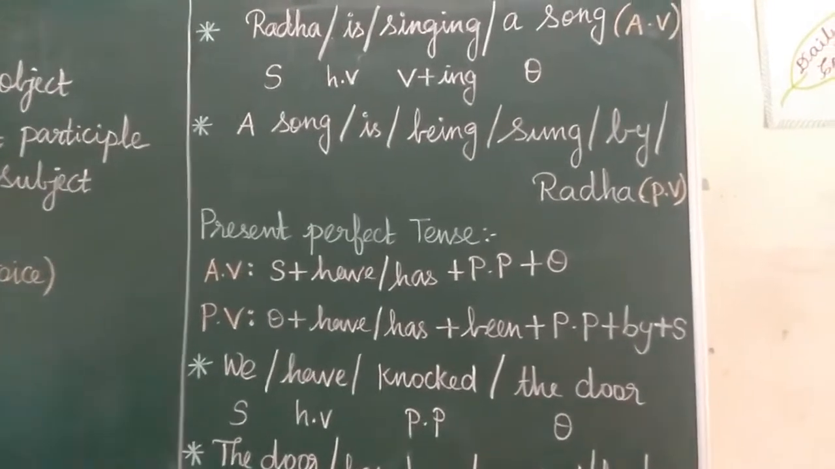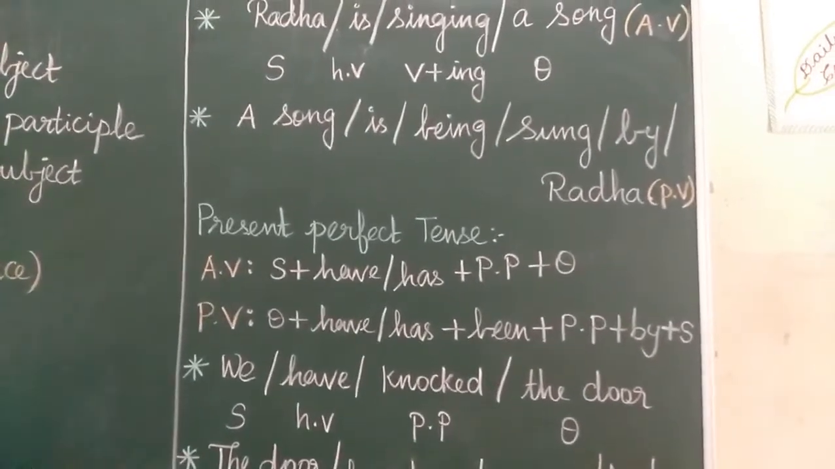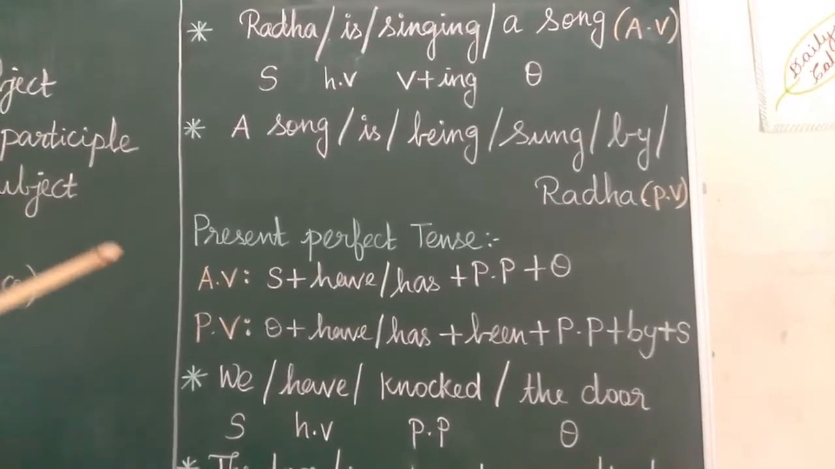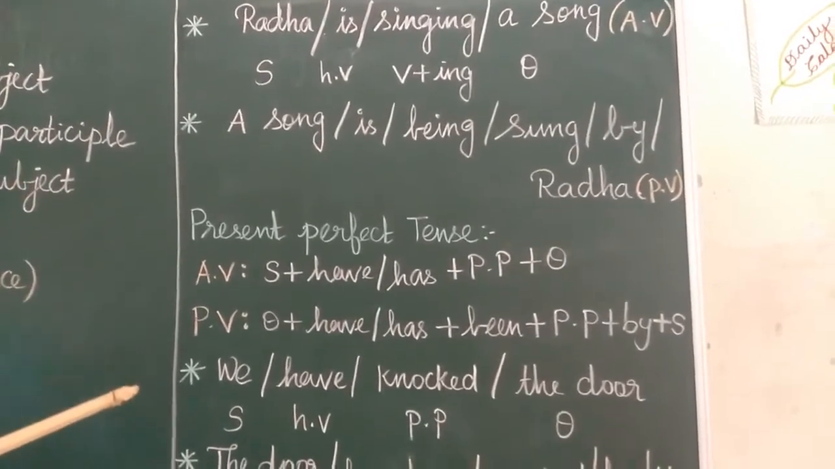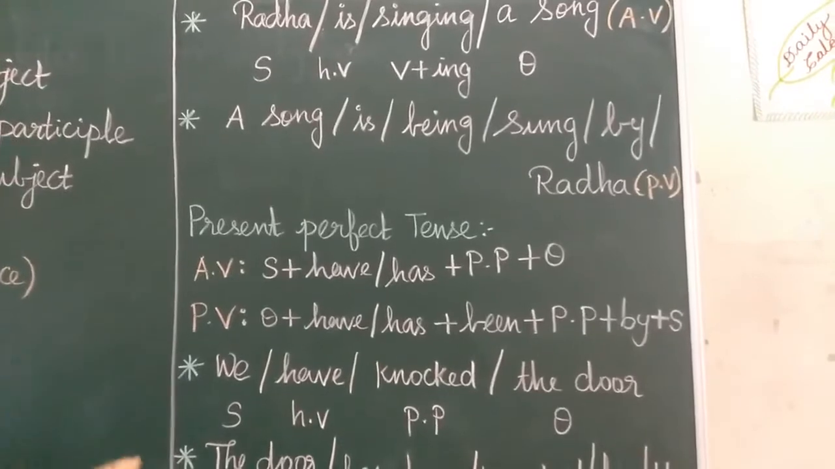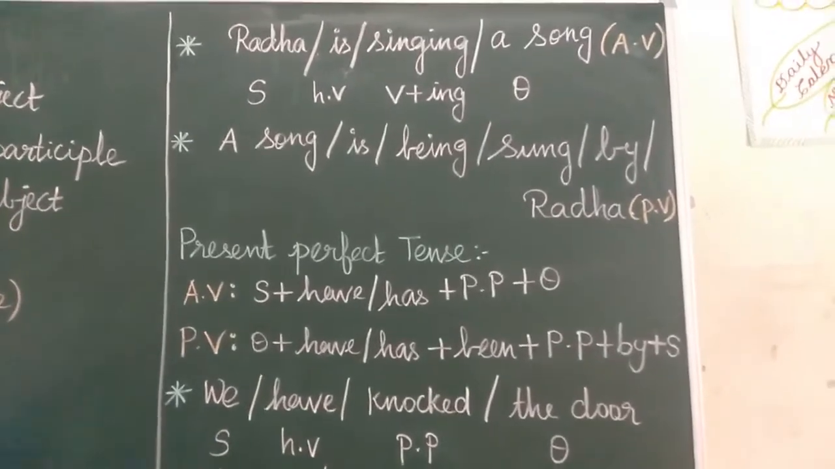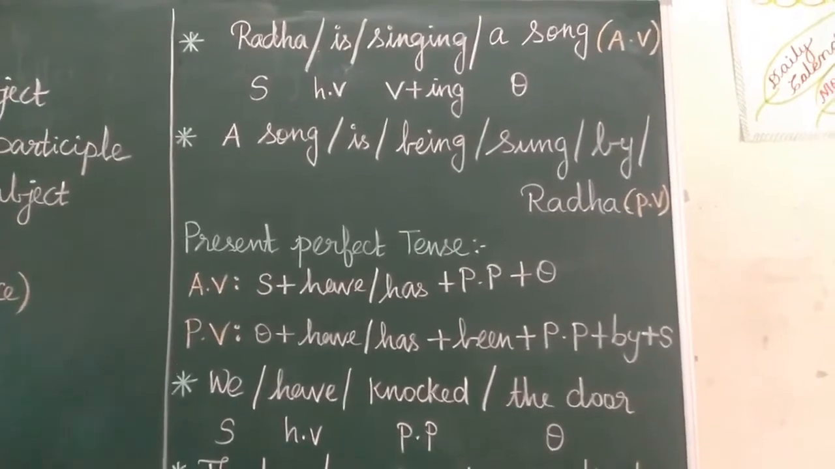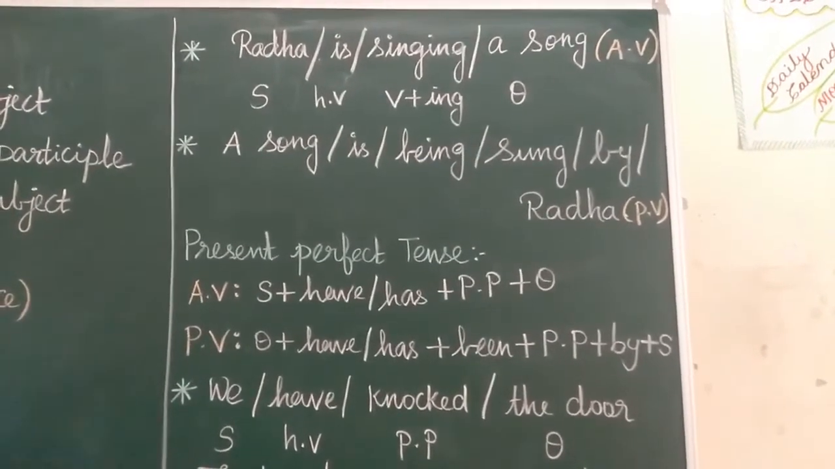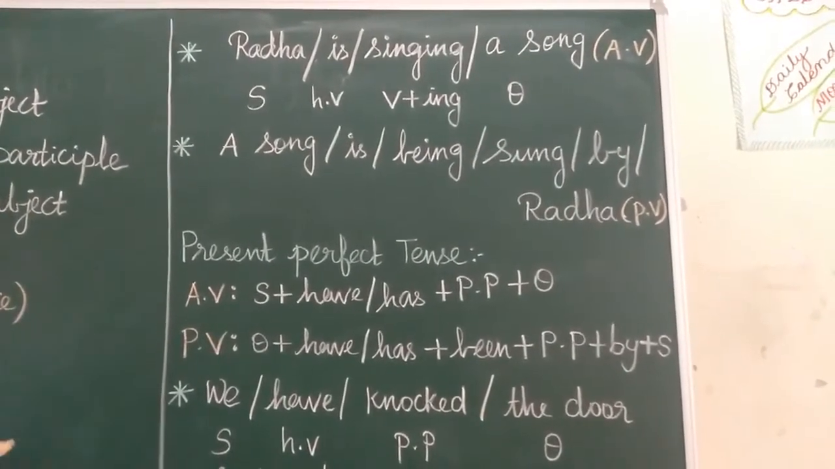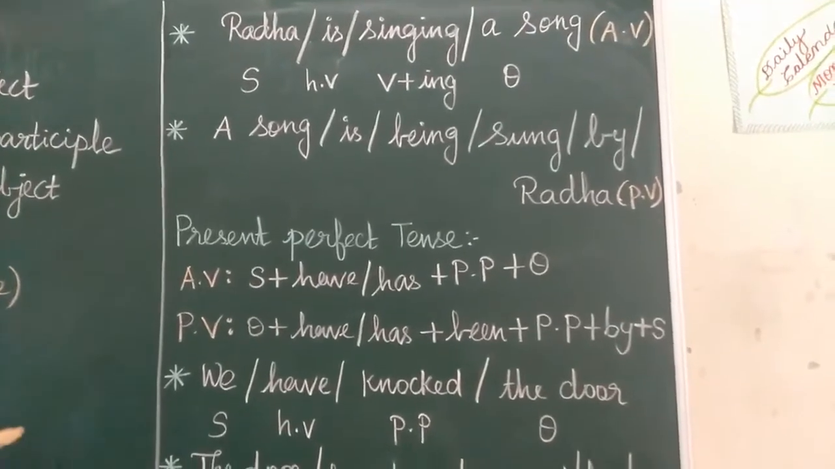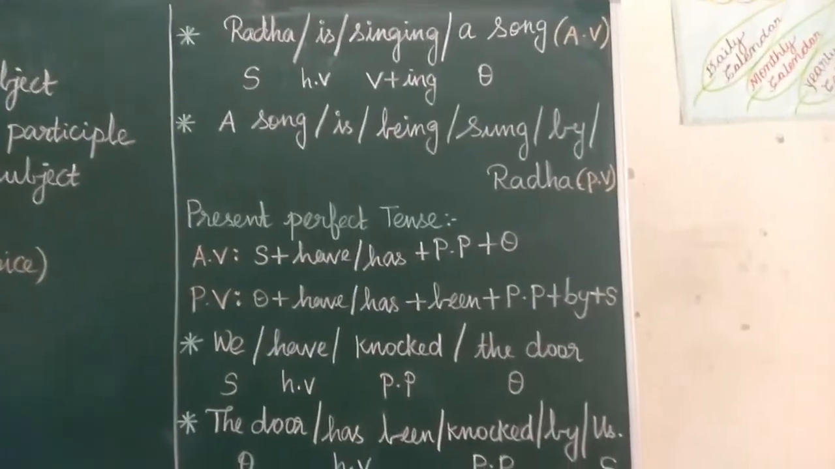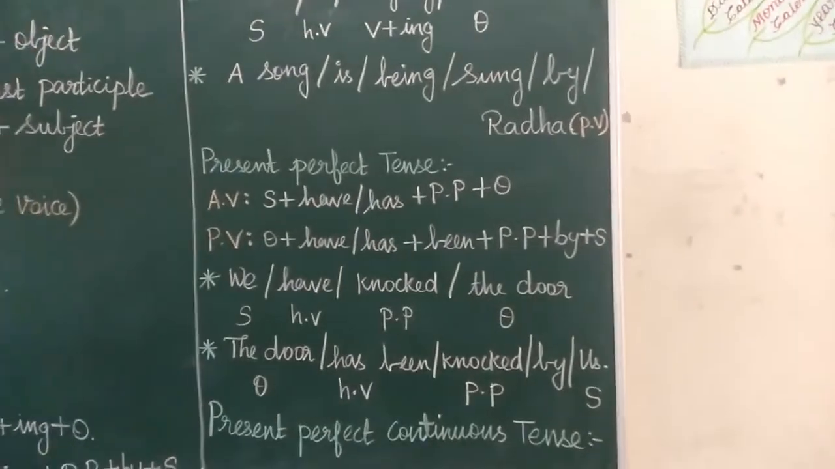What is the past participle of sing? That is sung. So we add sung. Next we have to add the preposition by. Next, Radha is the subject in active voice. Radha is a proper noun, so we don't want to change that, so it will come as it is in the passive voice. Okay, the next tense is present perfect tense.